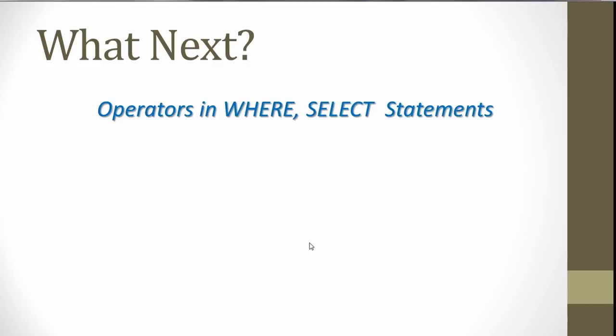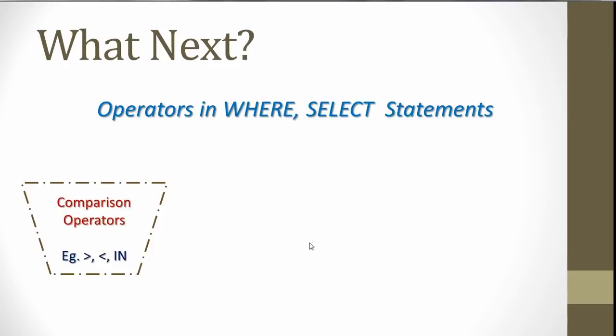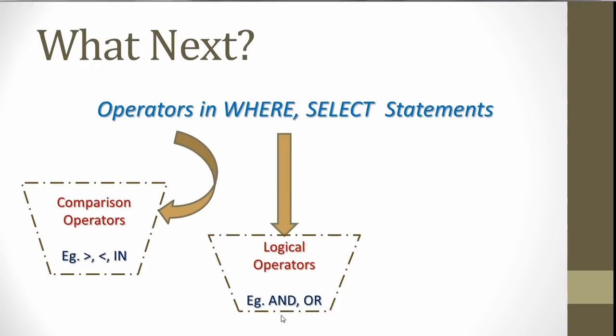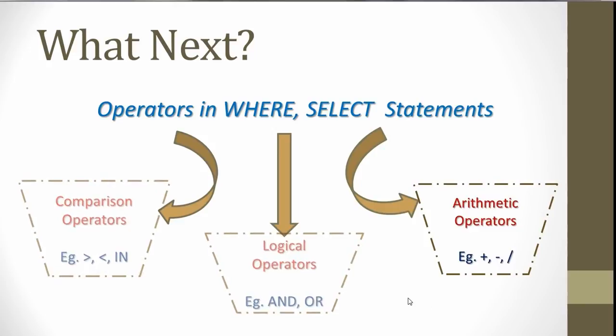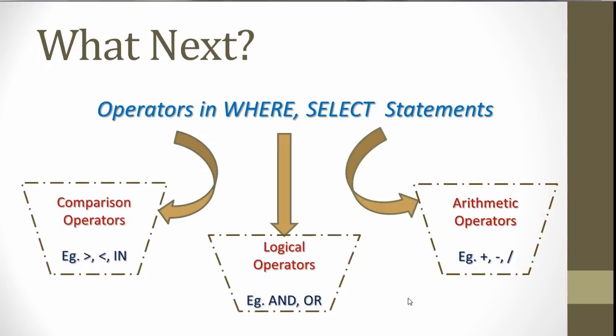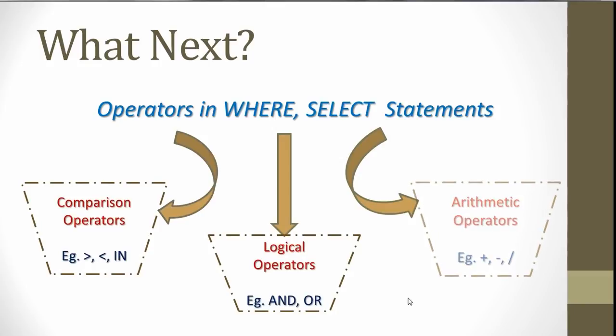So what's next? We're going to separate out the operators into different categories in the where and select statements. First we have the comparison operators like greater than, less than. We'll be looking at some additional things in the comparison operators. We have the logical operators like and, or, etc. And then we have the arithmetic operators, which pretty much we know since our school days: plus, minus, division, etc. For comparison and logical operators, we have looked at some information in the previous lesson, but we'll be looking at further details, and we'll be looking at arithmetic operators for the first time.